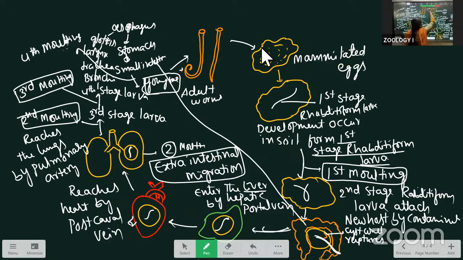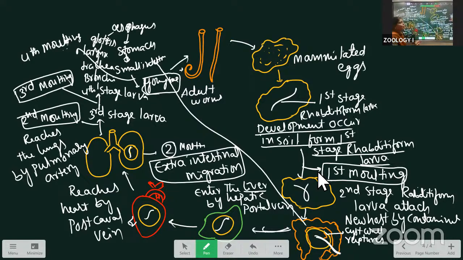Along with the fecal matter, the eggs come out, and inside of the soil development occurs. Inside of that they form one larva. That larva is called the first stage rhabditiform larva. This first stage rhabditiform larva inside of the soil only undergoes the first molt.